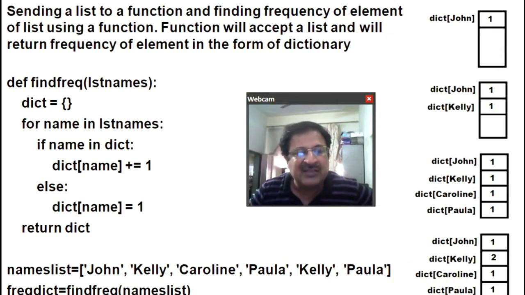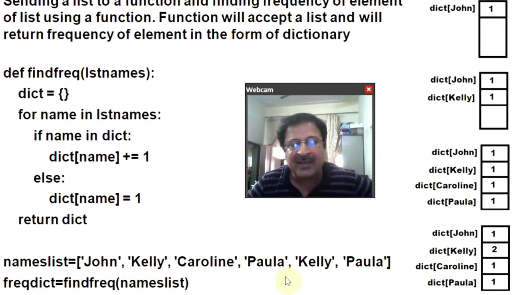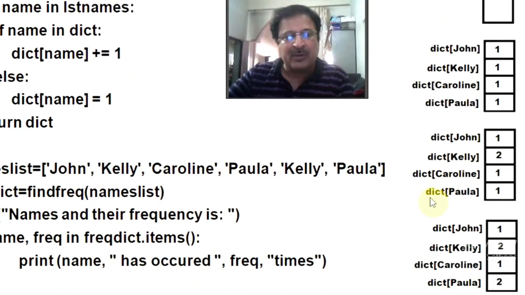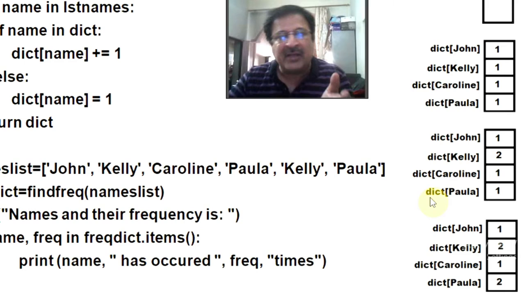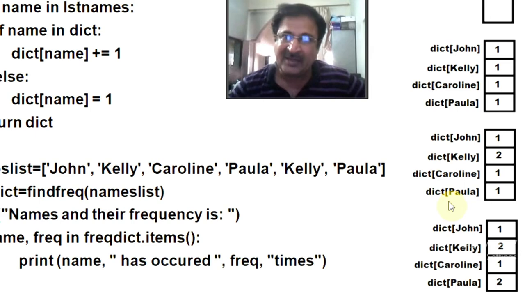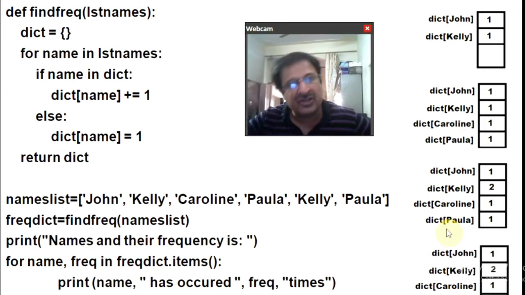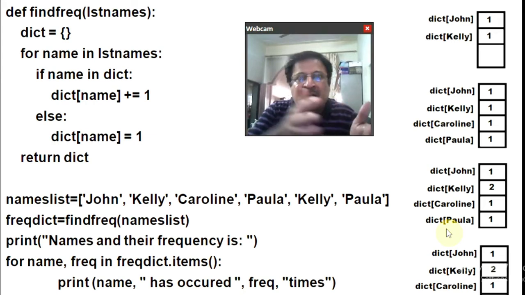For example, this list has certain names: John, Kelly, Caroline, Paula, Kelly, Paula. And what do we want as the output? John has repeated once, Kelly has repeated twice, Caroline has appeared once. So you want every word with a value, that how many times that word has repeated, right? It's a very frequently asked question, right? So we'll be sending a list and the function will return a dictionary which will be having the word as a key and how many times it is repeated, that is its frequency, in the form of a value.